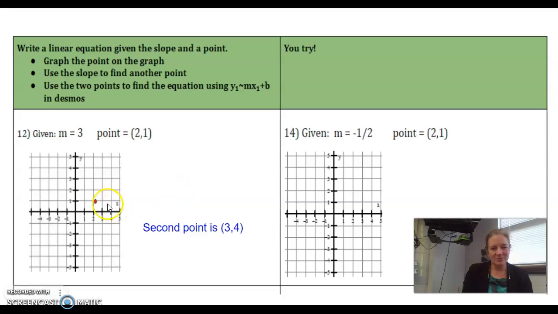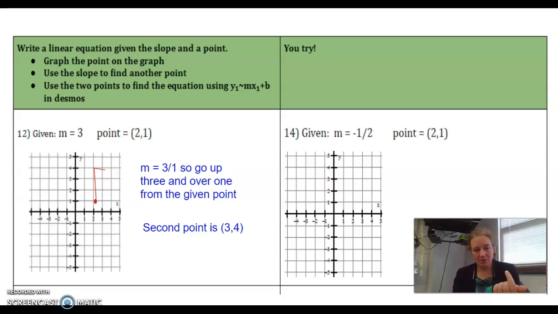I fixed it. So the original point is still 2, 1. I still go up 3, but now I'm going to go to the right 1 because it's positive, and I made a mistake. I apologize. So I go up 3 over 1. So my new point is where x is 3 and y is 4. Okay, so now I have 2 points. I have 2, 1, and 3, 4.